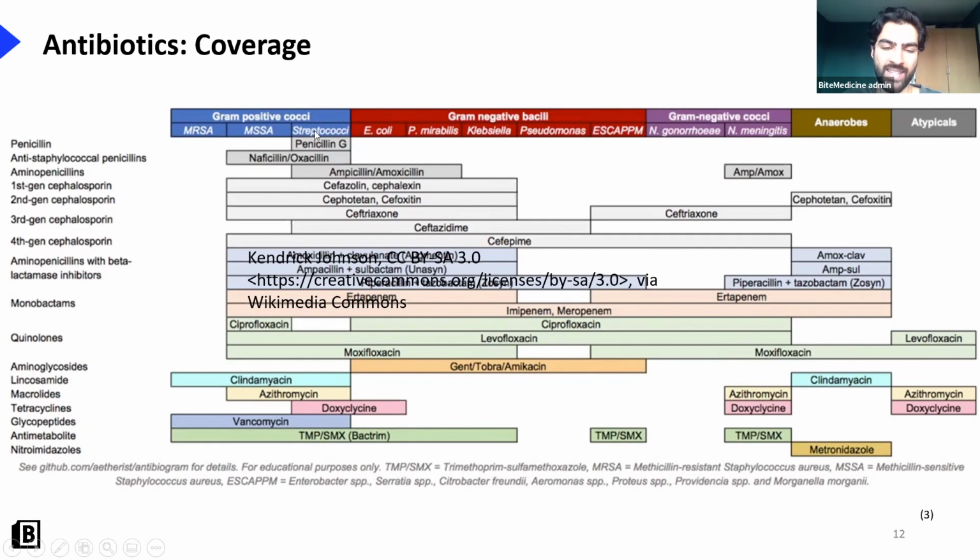If we look at penicillin G, for example, that has very limited cover of predominantly streptococci. So that's a narrow spectrum antibiotic. That's the key take home from this diagram. So you can see which antibiotics are broad spectrum and which are narrow spectrum. I wouldn't go through this and learn the nitty gritty details because it's very complex.